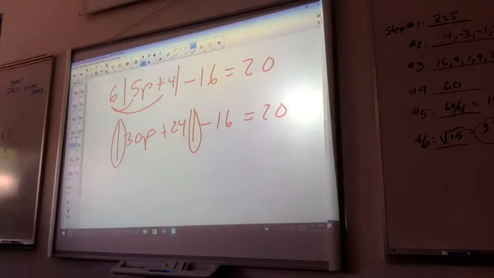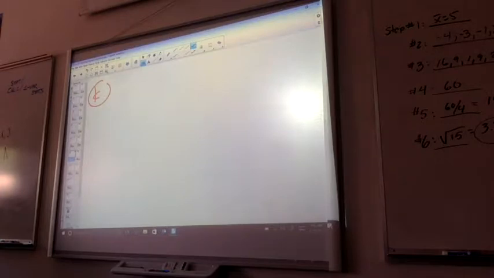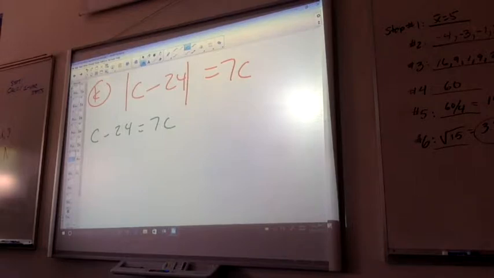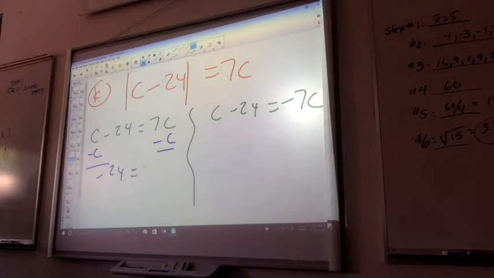Was there any other questions off the homework? Yeah. Letter K. Okay, letter K. So we have the absolute value of C minus 24 is equal to 7C. So we can go ahead and create two problems. I have C minus 24 is equal to 7C. That's our first problem. And then C minus 24 is equal to negative 7C. So let's see. If I subtract C from both sides, I get 6C here. So divide by 6. So C equals negative 4.